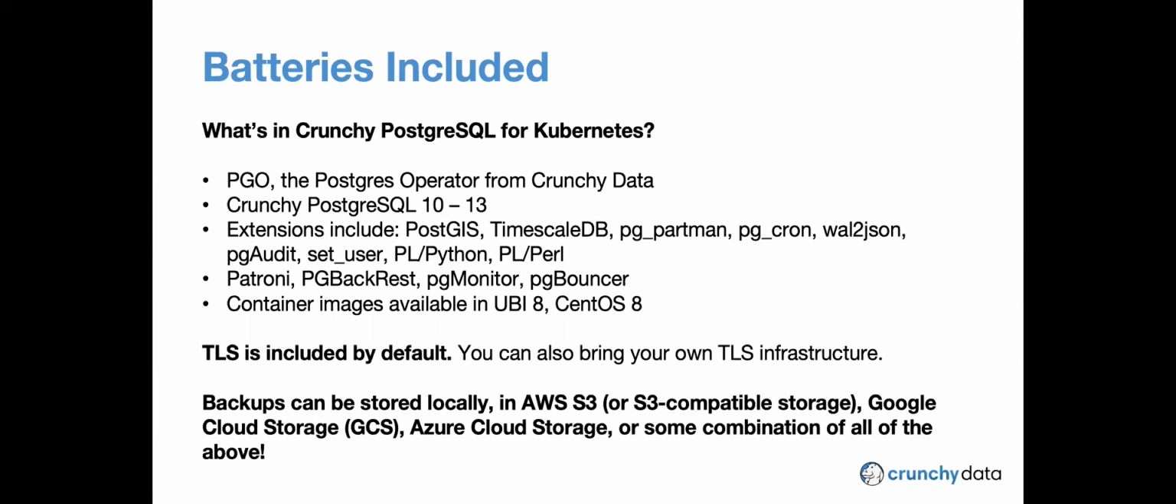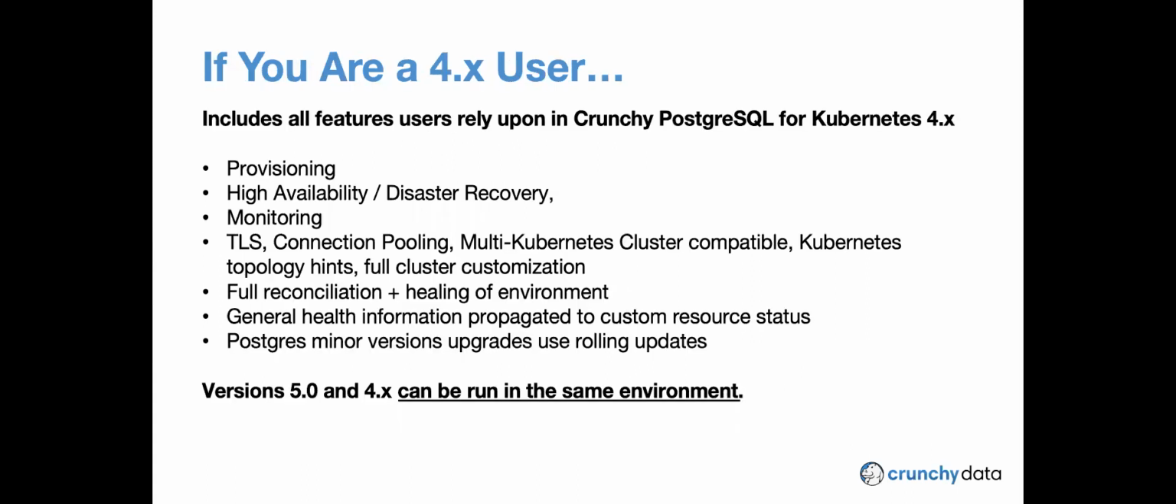As mentioned, TLS is included by default. You can bring your own TLS infrastructure as well, and tie it into your favorite TLS management utility. And as I've mentioned, backups can be stored in multiple places, and if I configured my S3 credentials correctly, we will see the backups being stored in Amazon S3. If you're a current Crunchy Postgres for Kubernetes user, this includes all the features that you know and love. I won't read every single one of them out, but the good news is that you can run version 5 and version 4 in the same environment, which can help you transition to running Crunchy Postgres for Kubernetes version 5. A lot of this is very familiar if you've been using it before. Overall, we just moved it to a declarative workflow.